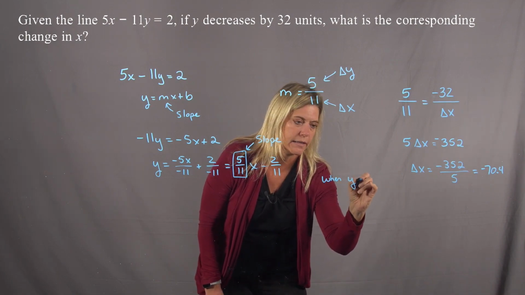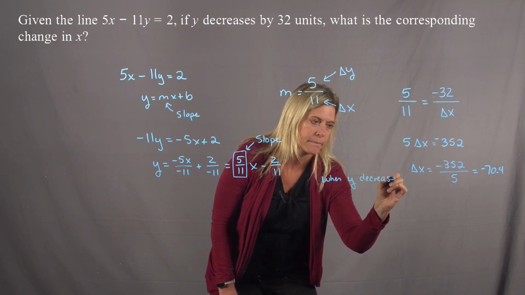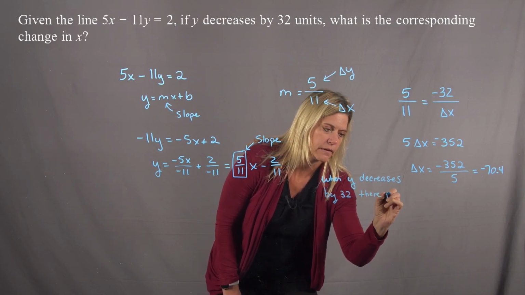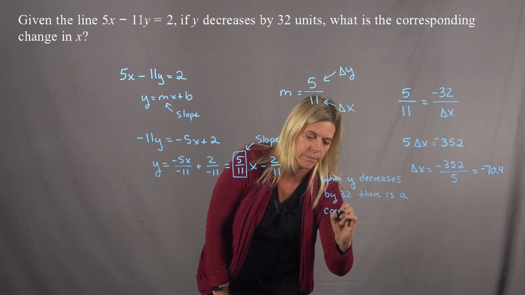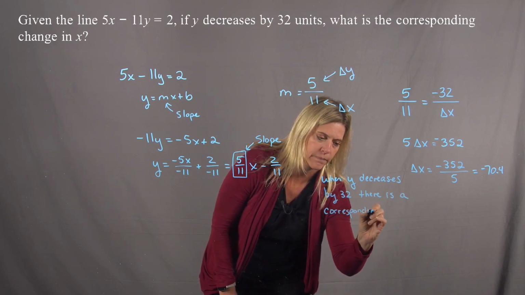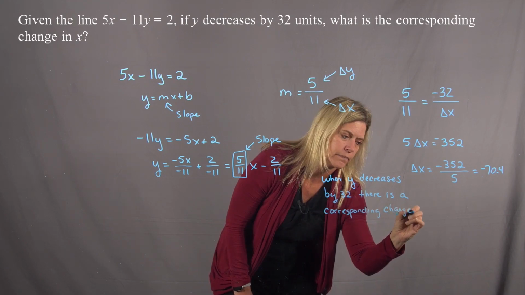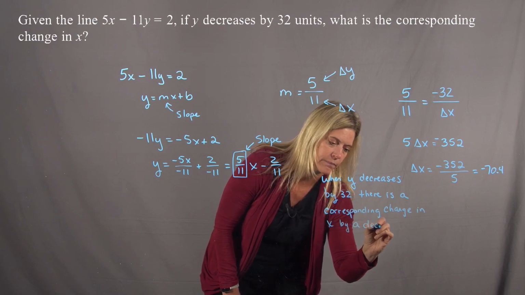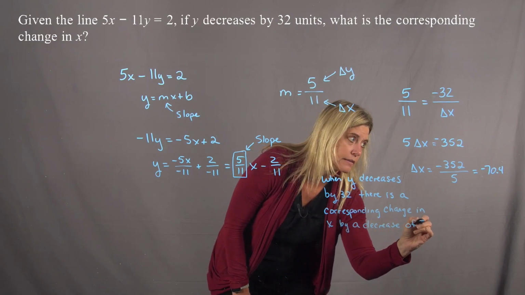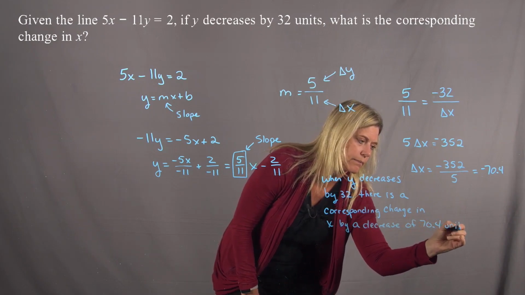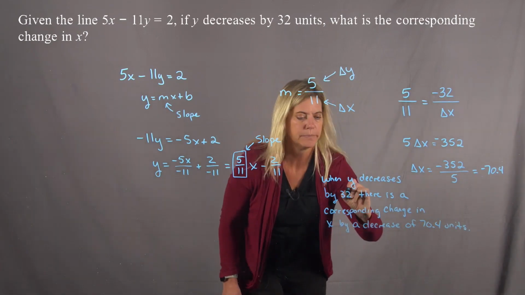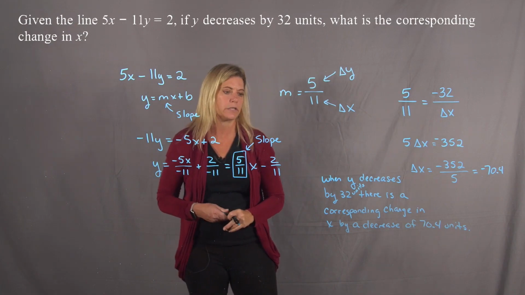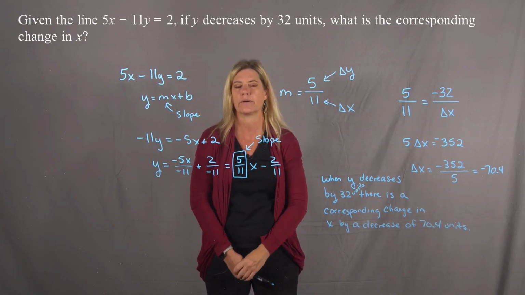When y decreases by 32, there is a corresponding change in x by a decrease of 70.4 units. And I should probably put units right here too to be complete. So when y decreases by 32 units, there's a corresponding change in x by a decrease of 70.4 units.